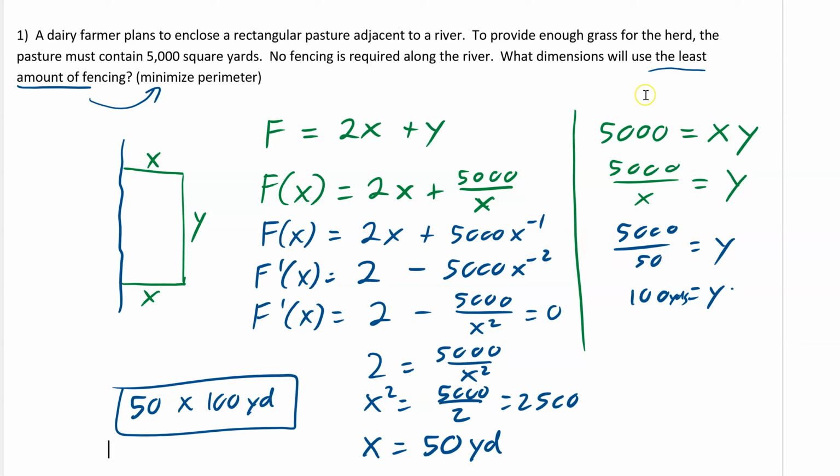So again, when you do these problems, you're looking for what are we trying to minimize or maximize. That's the function we need to create, and we need to make sure it is in terms of one variable. If there's any other info, that is to make a secondary equation.